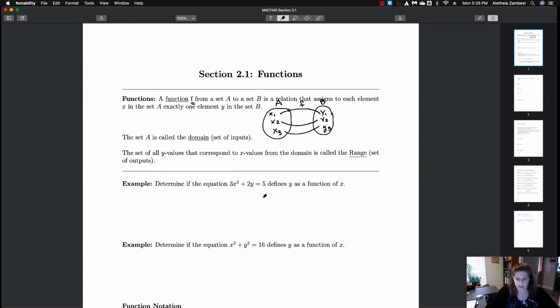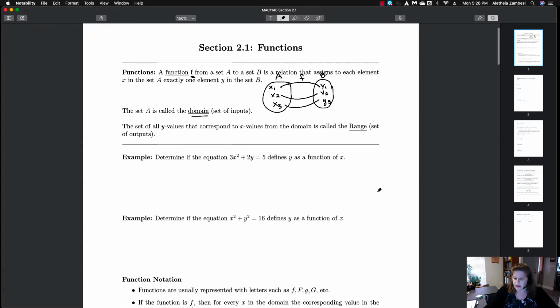Now we have a couple names for things. The set A is called the domain, and typically those are your x values or input values. The set of y values that correspond to it are called your range, or the set of output values.